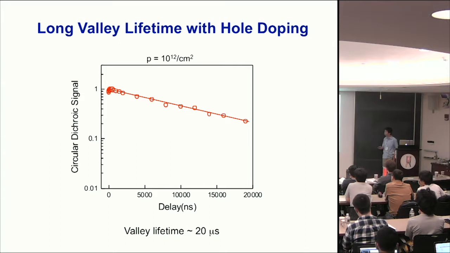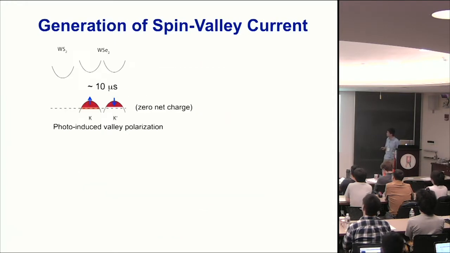Once you do that, we can see that indeed we can create a hole imbalance that can last for very long. The lifetime is about 20 microseconds. We can indeed access the intrinsic inter-valley scattering lifetime. And with that, as I mentioned, we can generate a valley hole imbalance. Since the valleys are locked to spin, we effectively also create a spin imbalance. So we have more spin-up holes and fewer spin-down holes.